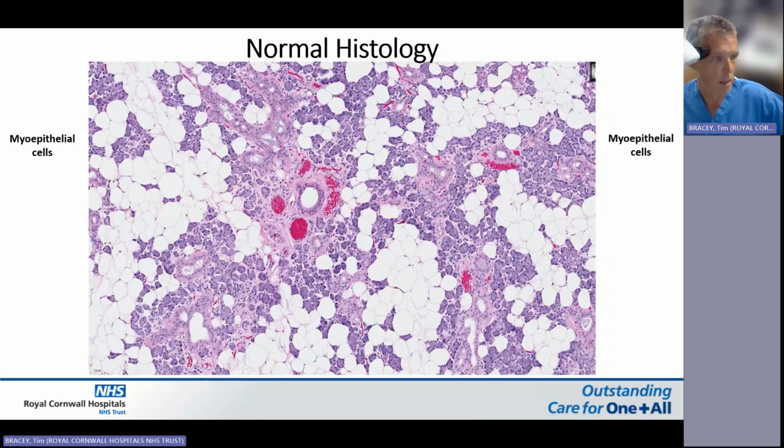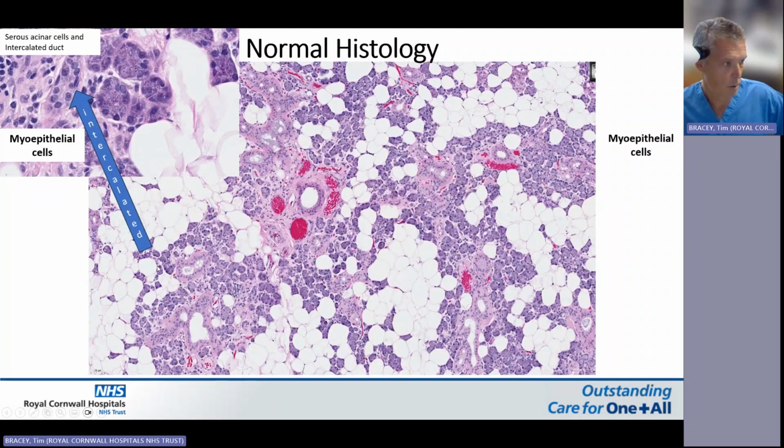So the normal histology, it has a lobular arrangement of the parotid gland. Quite a lot of the parotid parenchyma is fat, and as I've mentioned already, there's also lymph nodes in there as well. Now the arrangement of ducts is quite interesting. So within the lobule, you've got the serous acinar cells, which have got these dark blue granules in them, which are the zymogen granules, which have the salivary enzymes in them, and they feed into this first duct that's the intercalated duct.